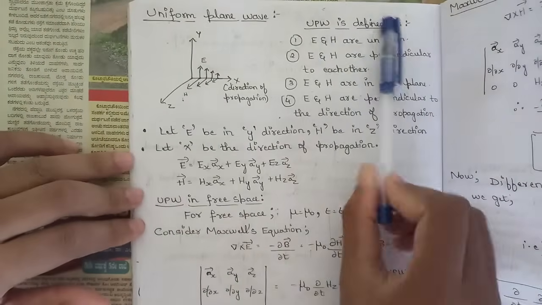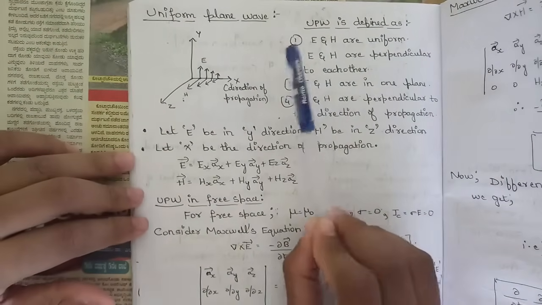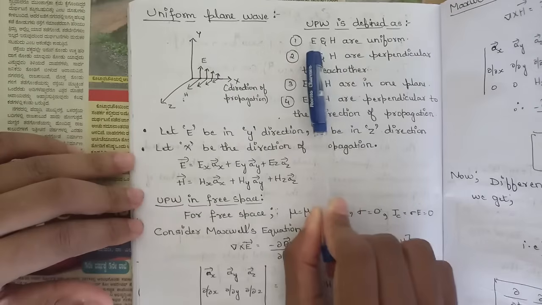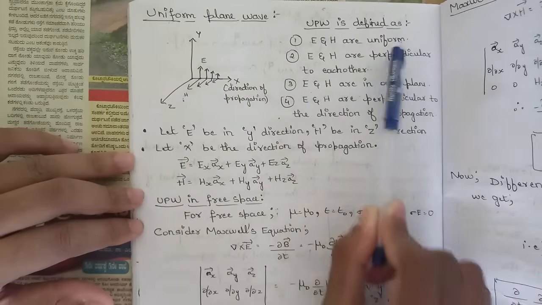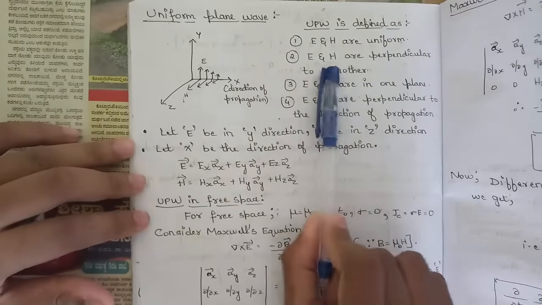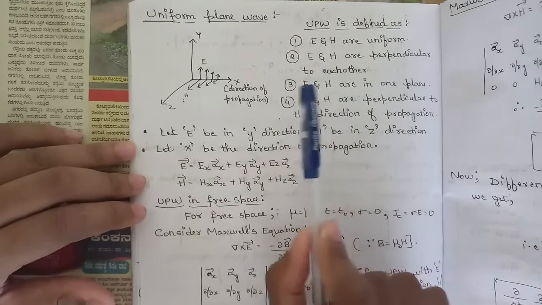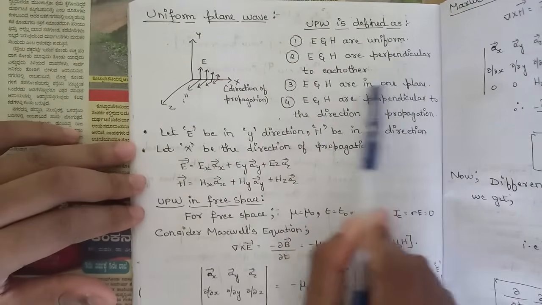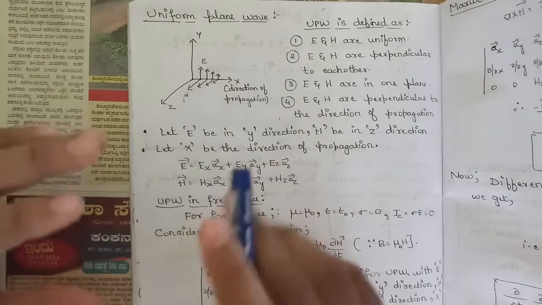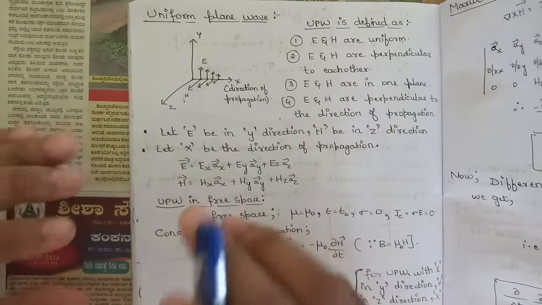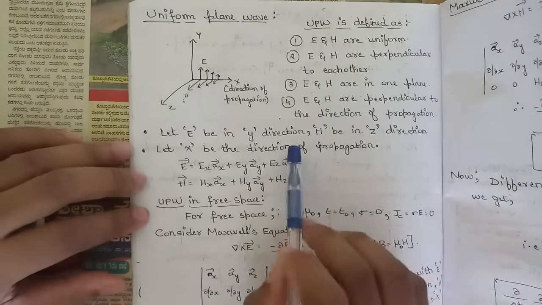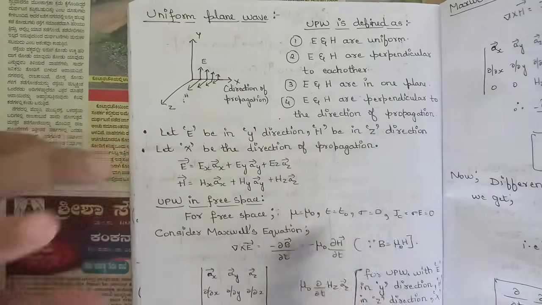Uniform plane wave is defined by these 4 points. First point is that electric field intensity and magnetic field intensity are uniform in nature with respect to uniform plane wave. Second point is that E and H are perpendicular to each other. Third point is that E and H are in one single plane. Both the electric field and magnetic field are induced in a single plane, and in that single plane the condition is that it needs to be uniform in nature. And this E and H are perpendicular to the direction of propagation.